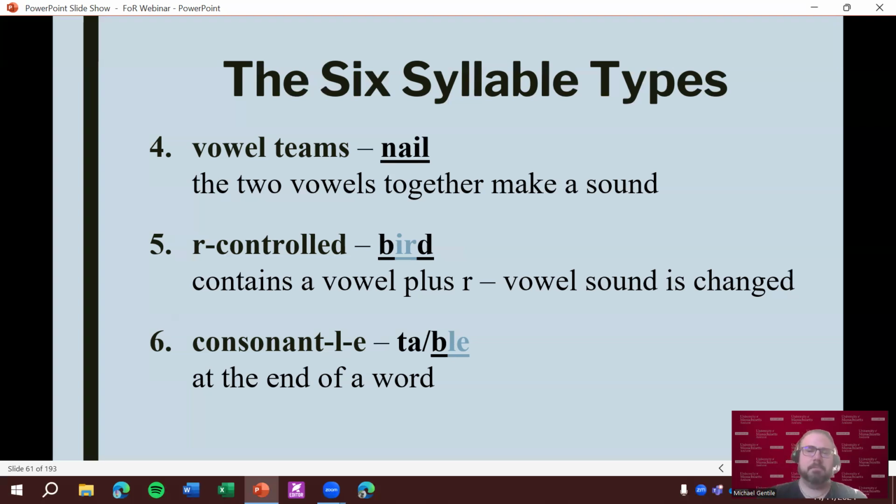And the last, similar to R controlled, are the consonant LE, sometimes called LE controlled. This is when you have a syllable type with a LE at the end of the word. Again, this is going to be telling us what the vowel sounds in this word. In this example, we have table, where the consonant LE syllable type is forcing the A to make its long name. But any syllable type with an LE, regardless of what's happening to the vowel, is going to be a consonant LE syllable type.